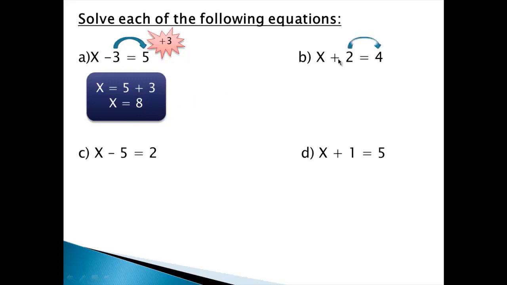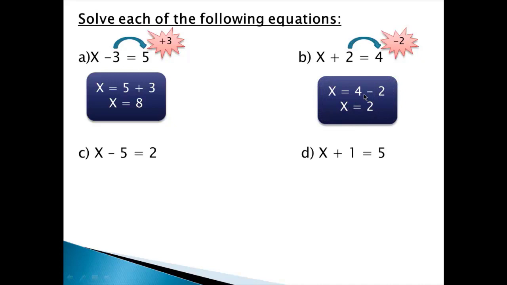Now, letter B, x plus 2 equal 4. Now, this number wants to go to its friend. How can we go to the other side? Here is plus, so the other side will go with minus. Then, as we can see, it will go to the other side with minus 2. The equation will be x equal 4 minus 2. Again, why do we put 4 first? Because 4 was written first in the other side. So 4 minus 2 equal 2. Then the value of x equal 2.